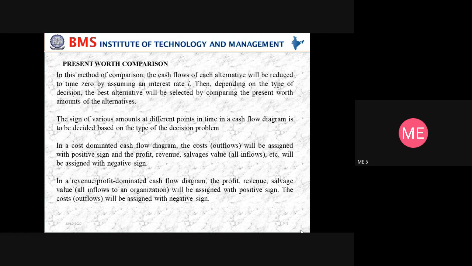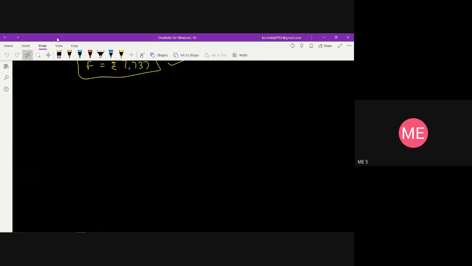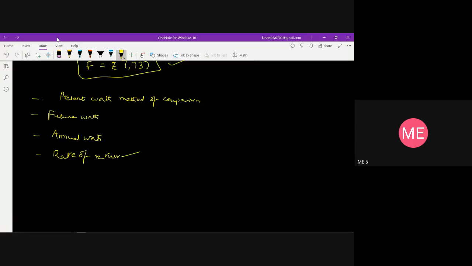I'll just write down the methods which you can use for the decision making process. There are five methods. One is the present worth method of comparison, you can say just present worth. Then we have future worth. Then annual worth, equivalent annual worth. You can say equivalent present worth, equivalent future worth, equivalent annual worth. And finally, the methods based on the rate of returns: internal rate of return.